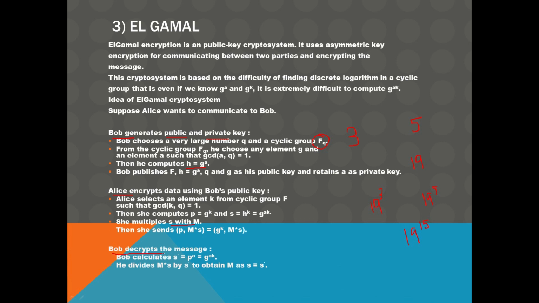Eventually, Bob decrypts the message. Bob calculates S dash equal to P to the power A, equal to G to the power AK. He then divides M into S by S dash to obtain M, as S equals S dash. So that is basically the logic behind El-Gamal.